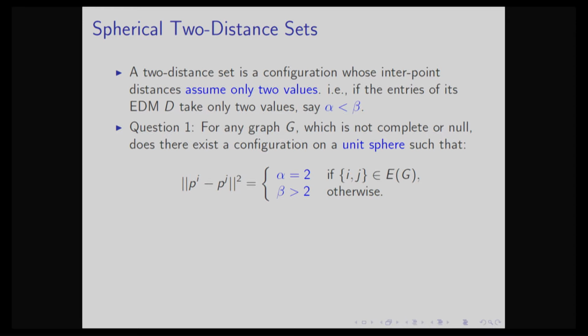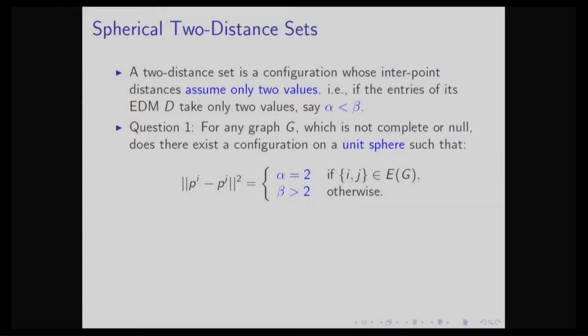Here's a question. For any graph which is not complete or null, and you'll see in a minute why, you cannot take a complete graph. So for any graph which is not complete or null, does there exist a configuration of points on the unit sphere?